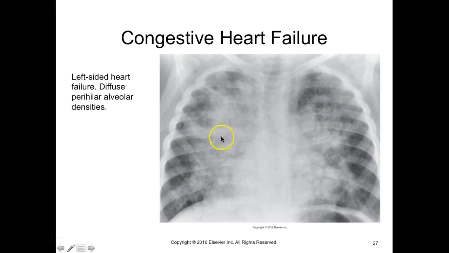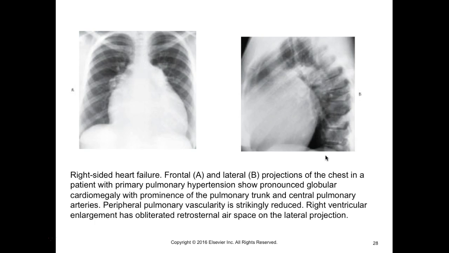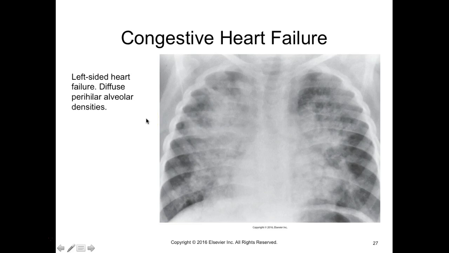So here you can see this is left-sided failure, so there's diffuse perihilar alveolar density. So we've got all kinds of densities here. And so this is congestive left heart failure. With right heart failure, patients usually have swelling in the ankles and the feet. So with right-sided heart failure, you can see how different it looks compared to here.